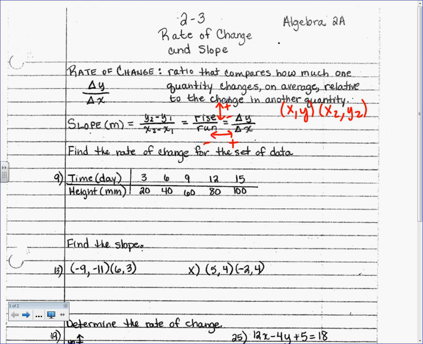So rise is up and down. Up is positive, down is negative. Run is left and right. Right is positive, left is negative. And we'll talk about that when we have some examples later. So when we have our slope-intercept formula, which is y equals mx plus b, m is your slope. B is your y-intercept, but I don't think we've really worked on that today, so don't worry about that right now.